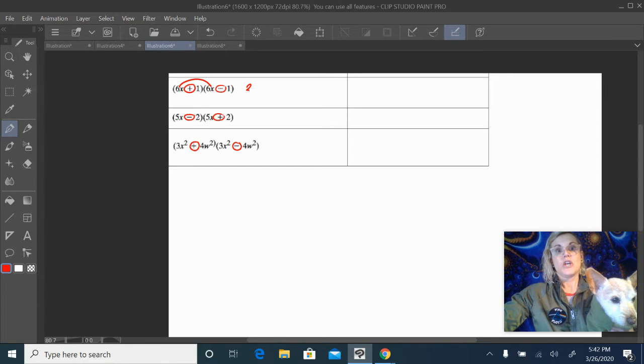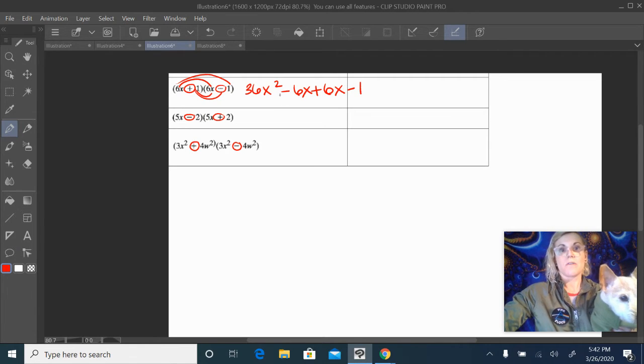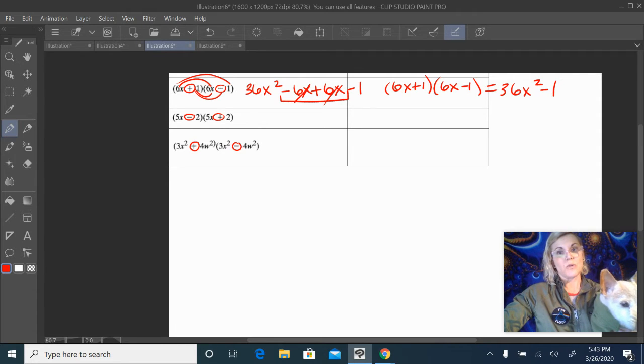6x times 6x, 36x squared. 6 times negative 1, negative 6x. 1 times 6x, also 6x. And 1 times negative 1 gives me a negative 1. So this is super convenient for us because in the middle, I get the same terms, one's addition, one's subtraction, and so they cancel. So 6x plus 1 times 6x minus 1 gives me 36x squared minus 1. So you might be noticing a pattern.